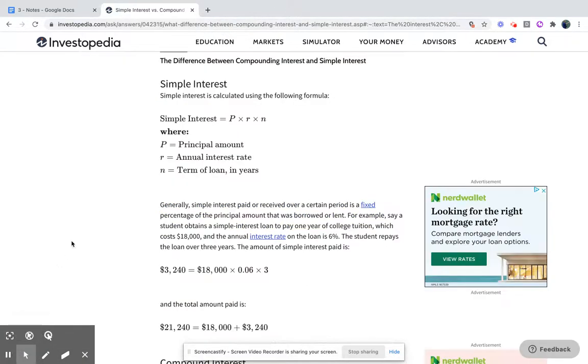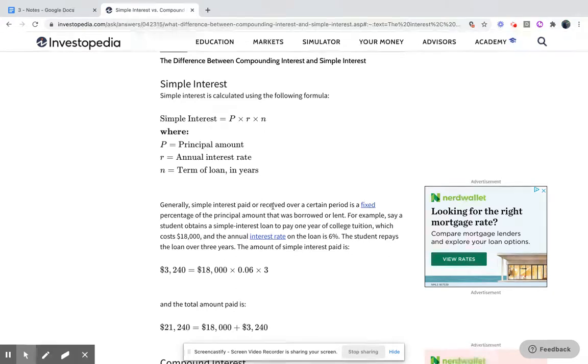Found an example here. I like it. It makes sense to me. Hopefully, it makes sense to you. So, simple interest is calculated using the following formula. There is a formula. Simple interest equals the principal times the interest rate times the term, the loan, the amount of years.